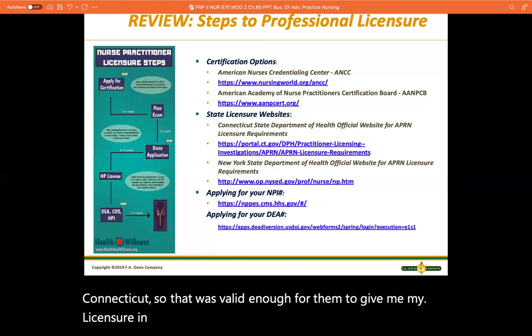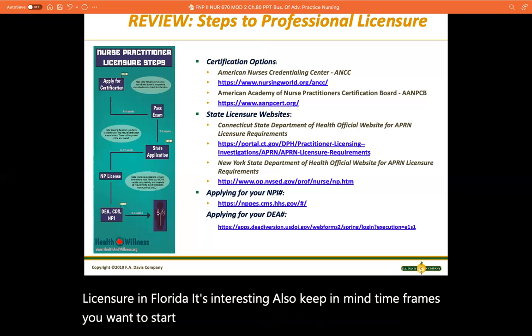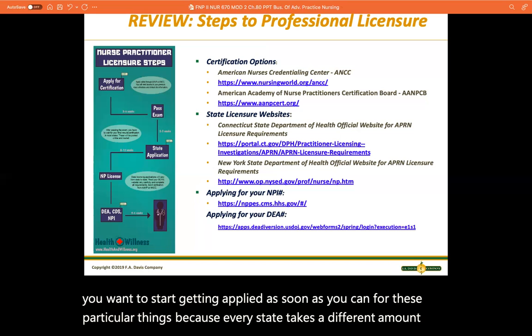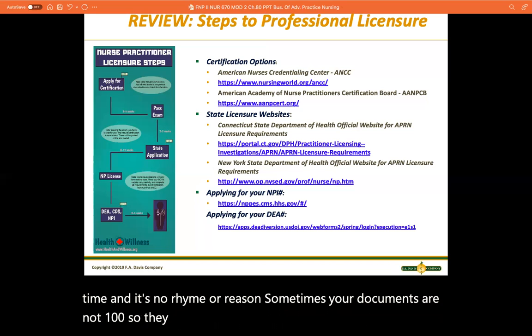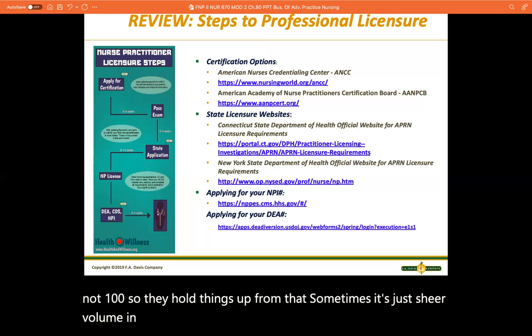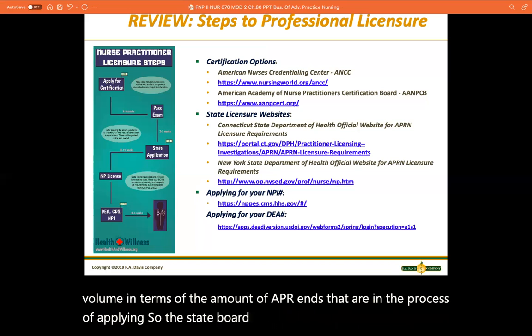It's interesting. Also, keep in mind timeframes. You want to start applying as soon as you can for these particular things, because every state takes a different amount of time, and there's no rhyme or reason. Sometimes your documents are not 100%, so they hold things up because of that. Sometimes it's just sheer volume in terms of the number of APRNs that are in the process of applying. So the state board is just going through each person, and it's just taking time.